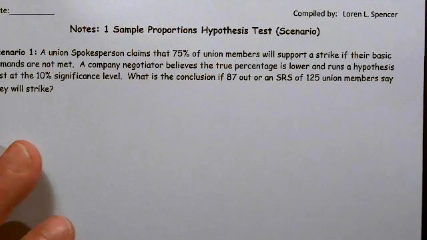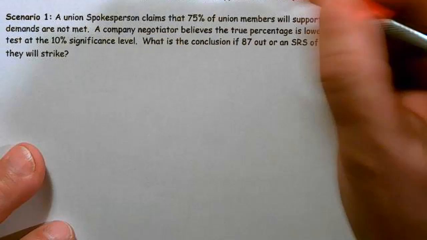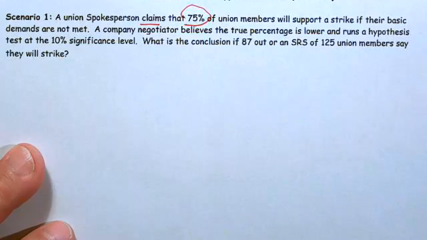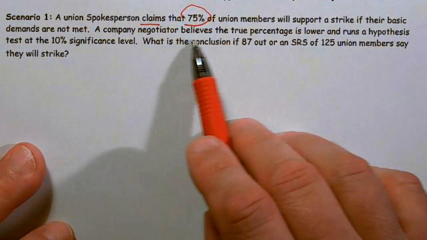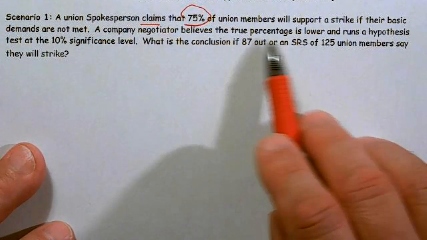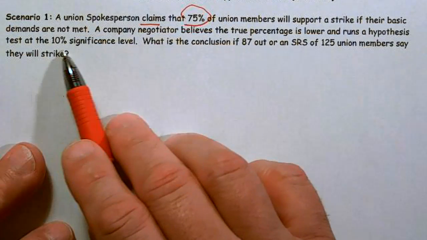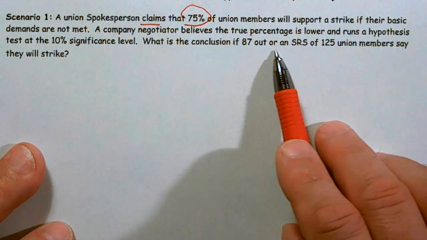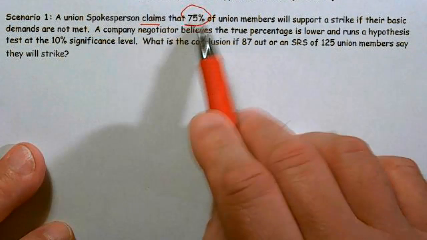So a union spokesman claims that 75% of union members will support a strike if their basic demands are not met. This is a claim. This sounds like this might be our null hypothesis, but let's keep reading. A company negotiator believes the true percentage is lower and runs a hypothesis test at the 10% significance level. What is the conclusion if 87 out of a simple random sample of 125 union members say they will strike? All right, so we have a claim.